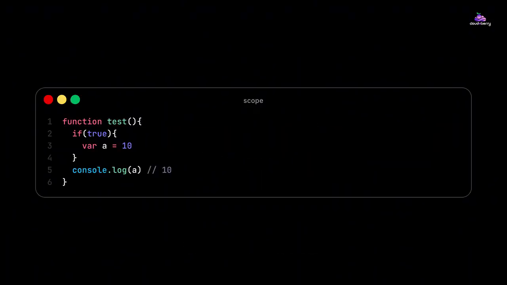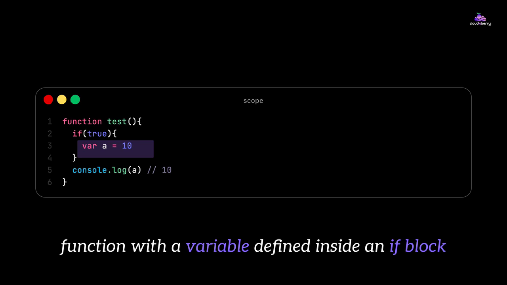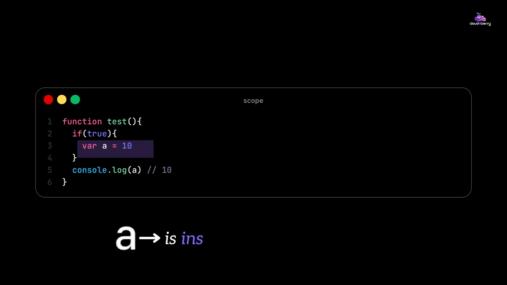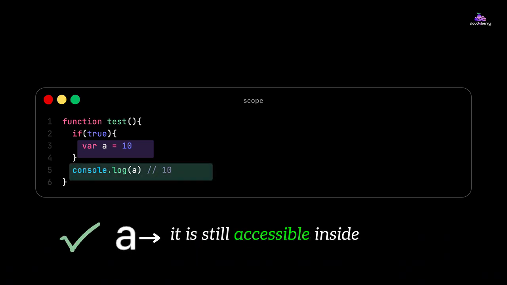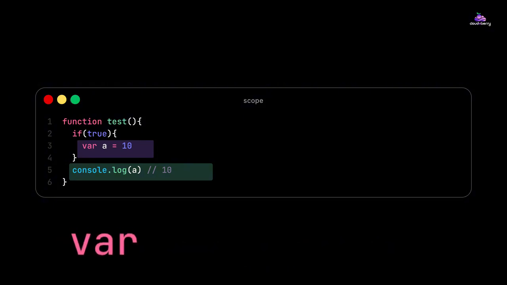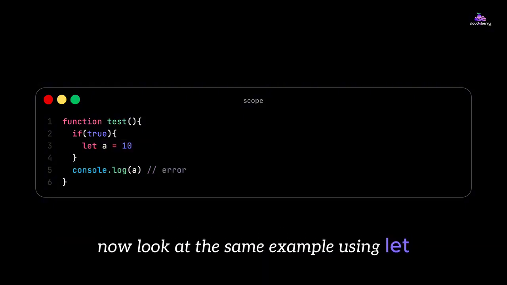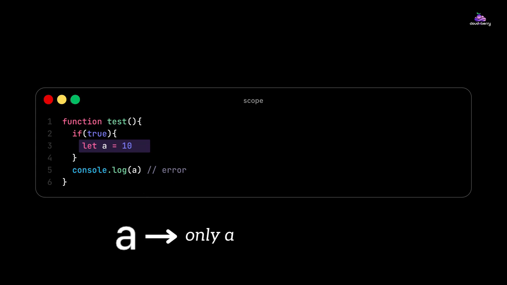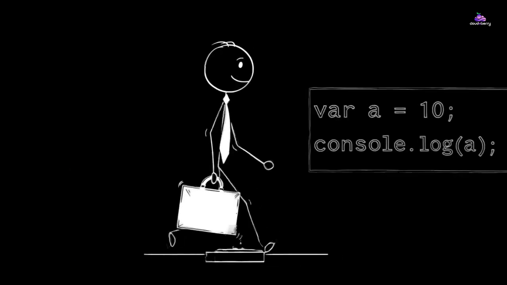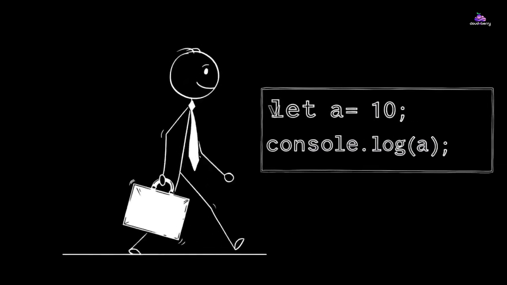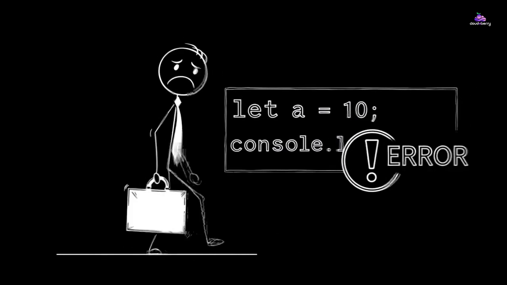Now let's go to number 5, scope. Take a look at this. You see a function with a variable defined inside an if block. Even though A is inside the block, it is still accessible inside the entire function. That's because var is function scoped. Now look at the same example using let. Now A is only available inside the block, and accessing it outside causes an error. So scope determines where your variables live, and understanding this helps you avoid unexpected behavior.